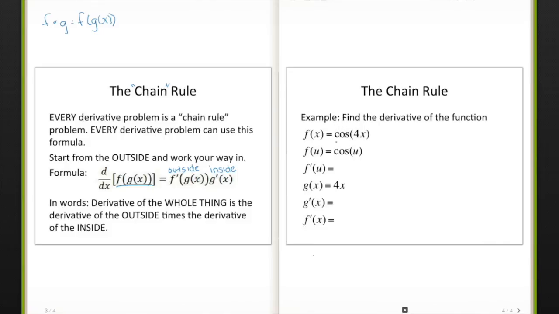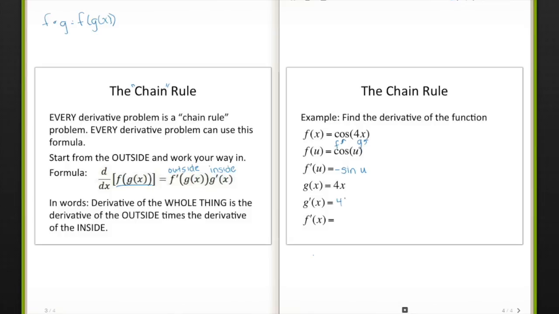So in this example, we are going to find the derivative of the function cosine 4x. Our outer function is our cosine function, and our inner function is the 4x. If we're going to take the cosine of something and then take the derivative, that would be negative sine of something. In our case, the something is 4x.